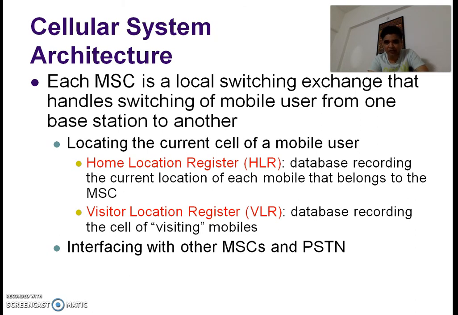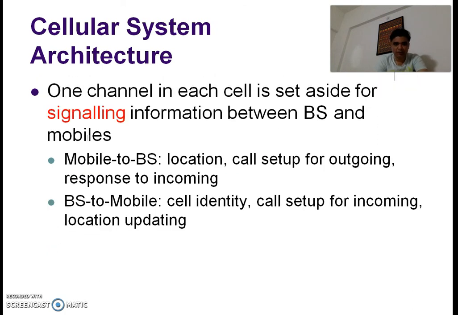Locating the current cell of a mobile user: how can you locate where it is while calling? Home location register, HLR: a database recording the current location of each mobile that belongs to the MSC. VLR: a database recording the cell of visiting mobiles, interfacing with other MSCs and the PSTN. One channel in each cell is set aside for signaling information between base station and mobile. Though you are not using your phone, if it is idle and switched on, it is still communicating with your base station.